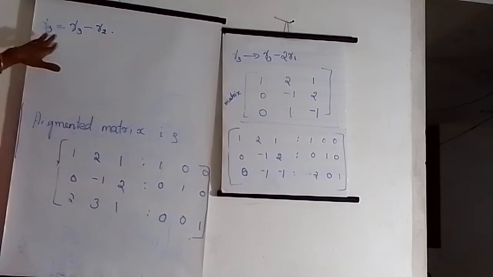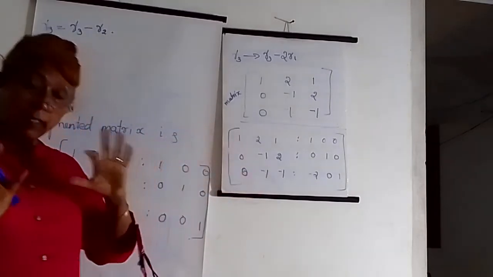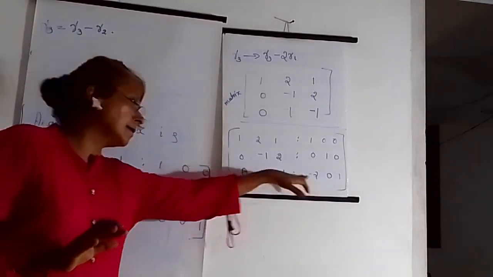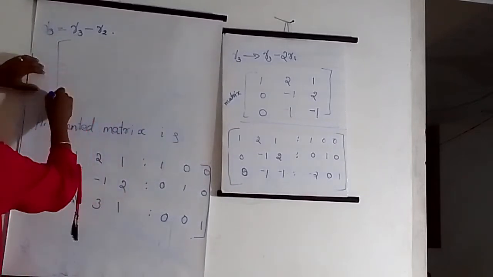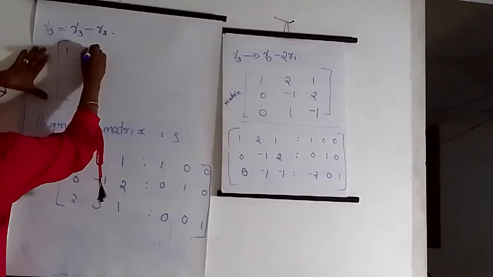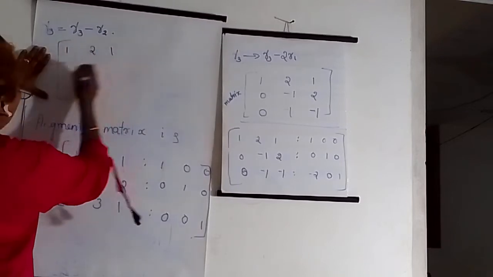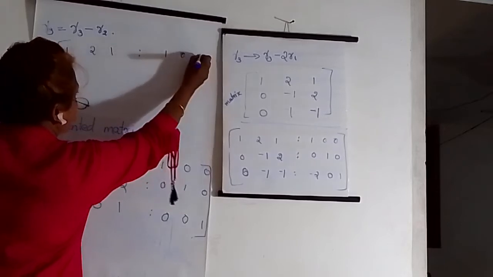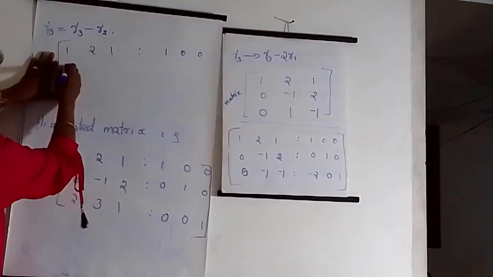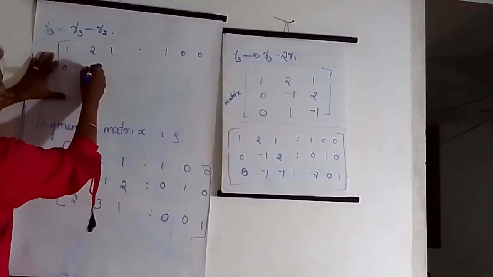Then what value are we going to get? Only the changes are coming; we are making the changes only for the row R3. So the other ones we can write as such. It is 1, 2, 1, and then the next one, the identity matrix 1, 0, 0. We wrote it there. The second one 0, negative 1, 2.